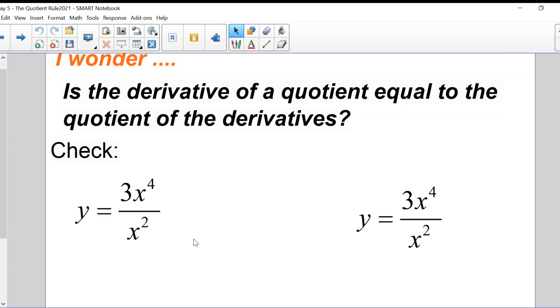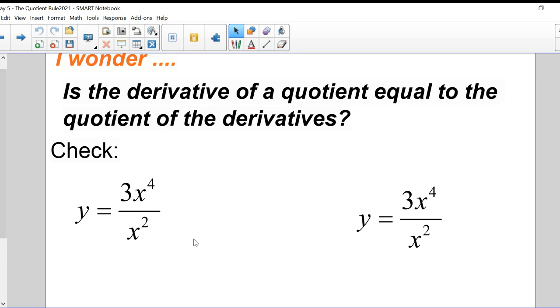It didn't seem to work out so well with products. You think it's going to work out with a quotient? If you had a guess, what would your guess be? If I were to find the derivative of a quotient, you don't think so. Well, I'm here to tell you it doesn't work, but let's just prove it doesn't work.